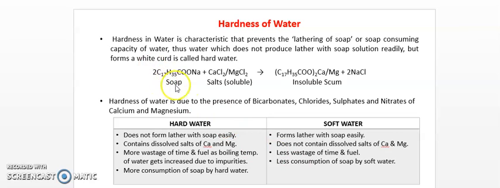Here the reaction shows soap treated with hard water containing calcium and magnesium chloride forms an insoluble scum, that is calcium or magnesium stearate. Soap is sodium stearate. Hardness of water is due to the presence of bicarbonates, chlorides, sulfates and nitrates of calcium and magnesium.